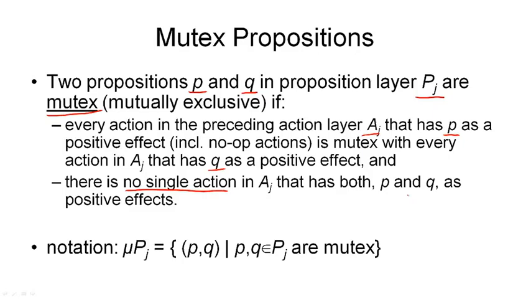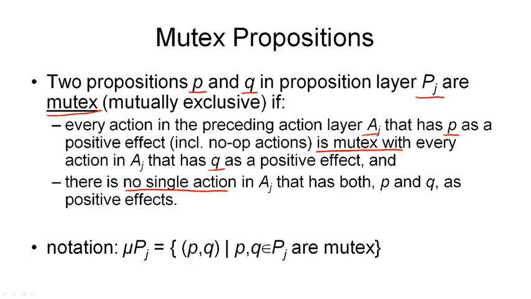In other words, P and Q are not mutex if they are produced by a pair of independent actions or by a single action. I hope you understood this so far, because now I'm going to confuse matters slightly. When I talk about independent actions, what's actually written here in the definition is that we require the two actions in the same action layer to be mutex with each other. And that we haven't defined yet, but we will get to the mutex relation between actions shortly.